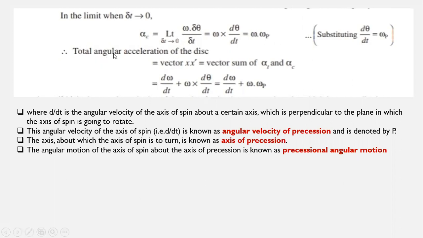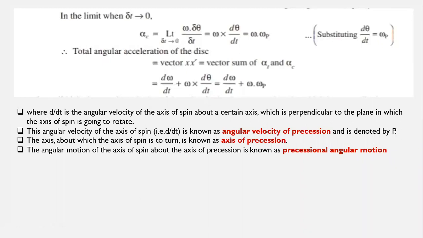Next, the total angular acceleration of the disk is considered as the vector sum of alpha t and alpha c, that is the total value. But here we are considering omega into omega p as the angular acceleration of the disk, that is, the simple angular acceleration of the disk is taken as omega into omega p.